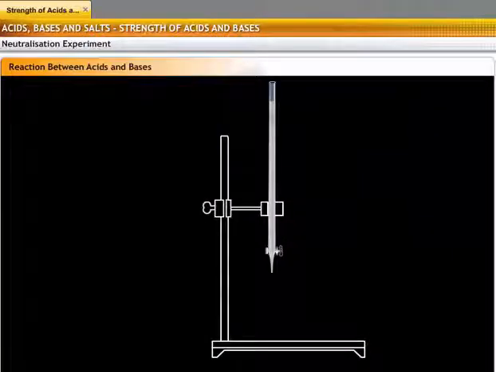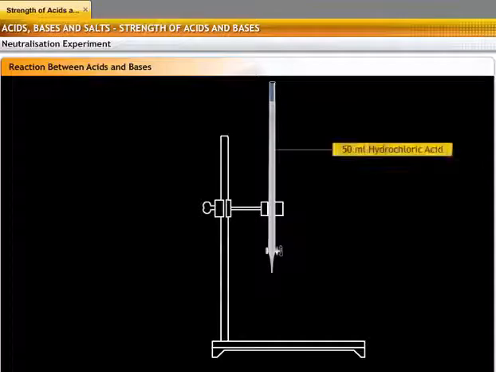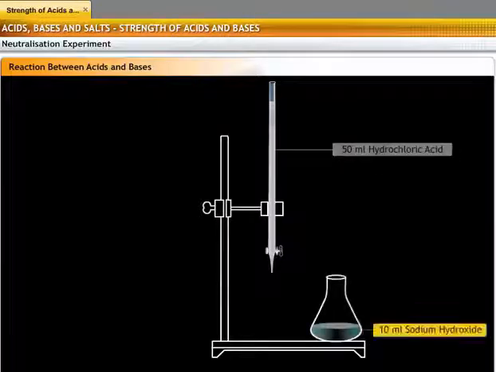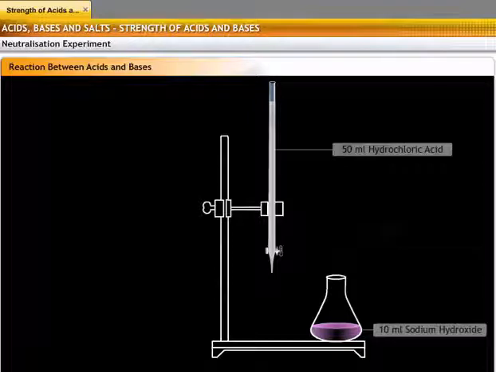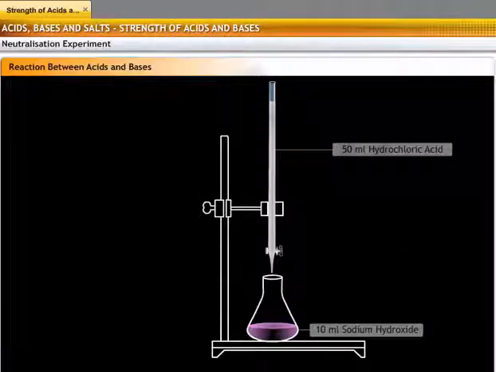Let's explore this concept further through an experiment. Take 50 milliliter dilute hydrochloric acid in a burette and 10 milliliter of sodium hydroxide in a conical flask. Add a few drops of phenolphthalein to the sodium hydroxide solution. The sodium hydroxide solution turns pink. Now, place the conical flask below the burette.